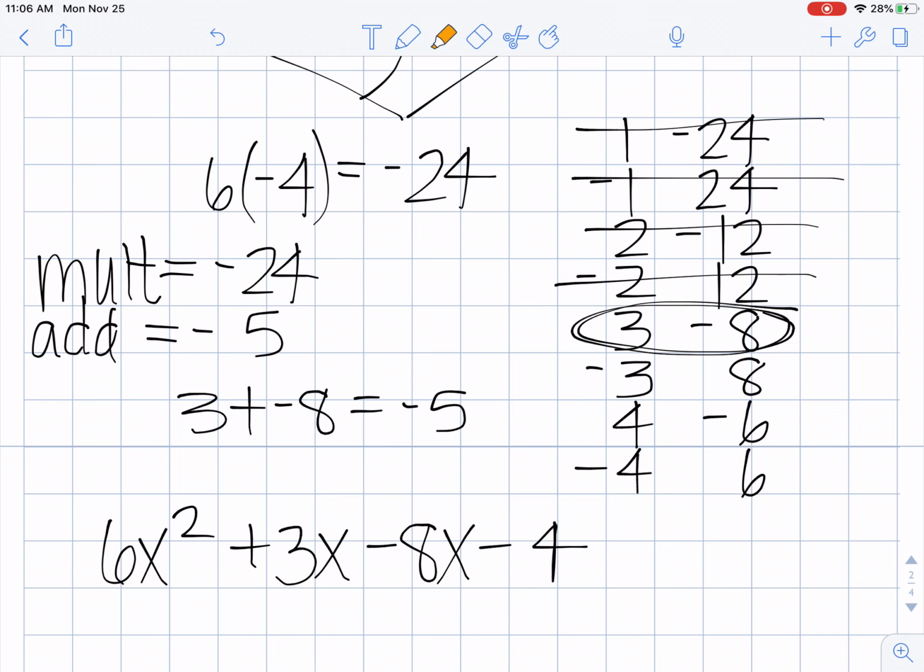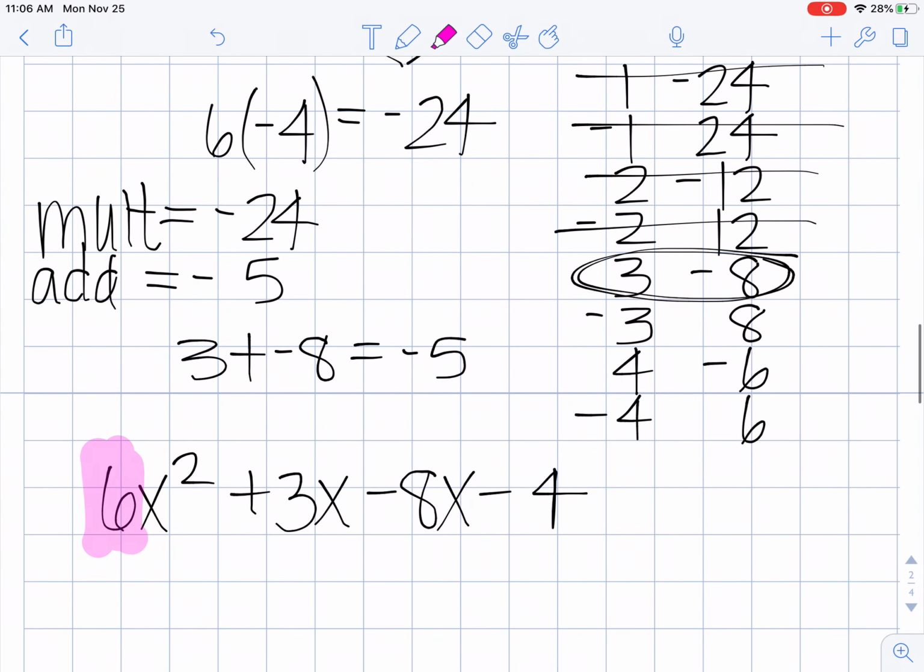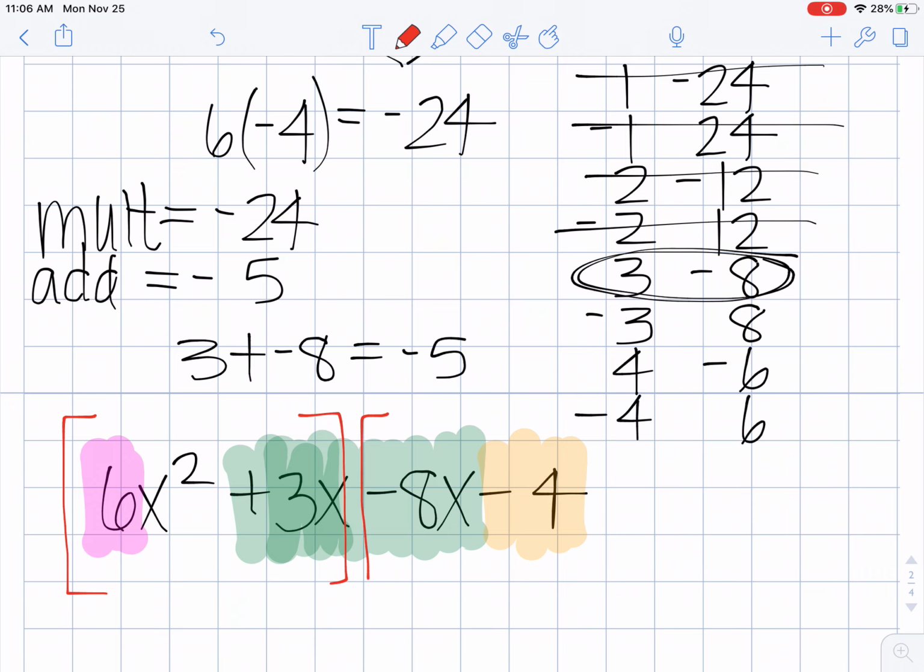Okay, so again, we look here, we have our leading coefficient, which is the same. We chose to rewrite negative 5x as positive 3x minus 8x, and then we have our constant, negative 4. Okay, now we're going to split this up into two groups. So here's my first group, and here's my second group. Notice I include my sign here.